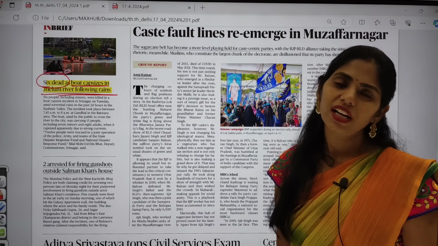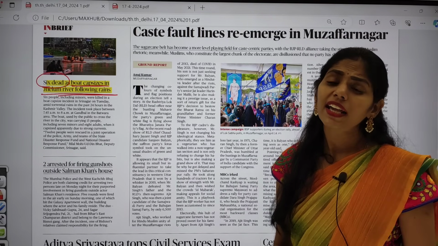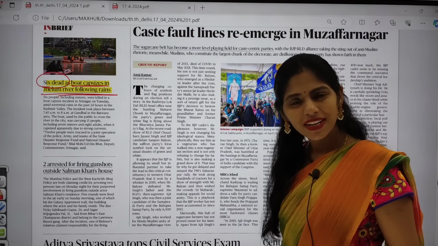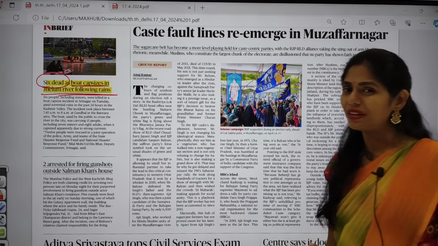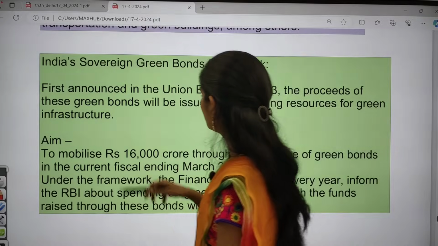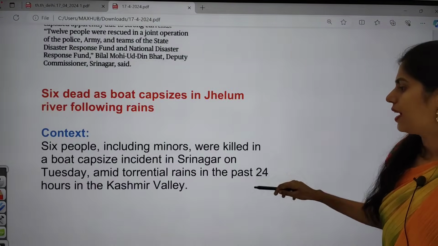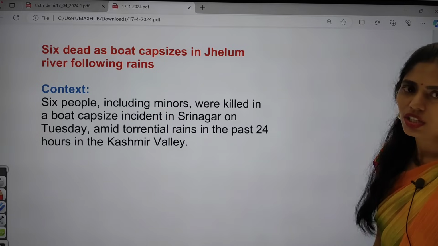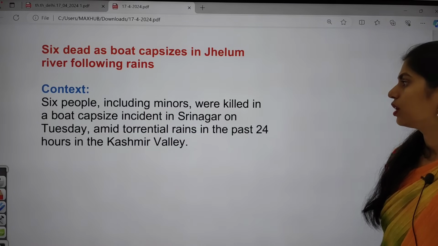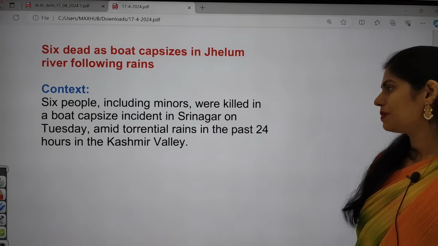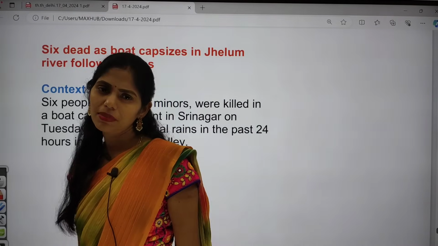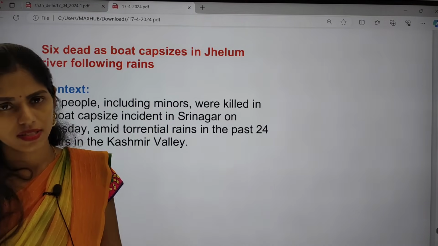You can get questions on either the Himalayan river system or the peninsular river system, so you have to be very thorough regarding this. Now let us see this article in detail. Because of torrential rains, about 6 people including minors were killed when a boat capsized, that is, drowned. In this boat there were around 15 members who were using it to cross the river in the city.